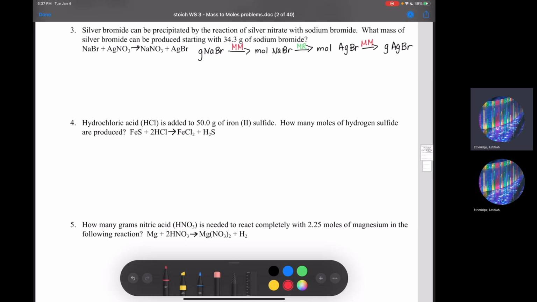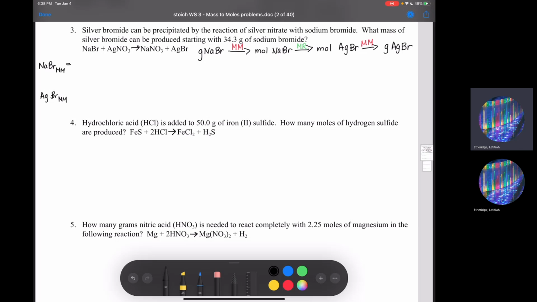of silver bromide. Okay, so now that I know what I'm doing, first thing we need to do is, this was going to be slightly complicated, right? Because we're going to need to calculate two different molar masses. So I have to calculate the molar mass for sodium bromide, and I need to calculate the molar mass for silver bromide. Okay? I do that just to get it out of the way.